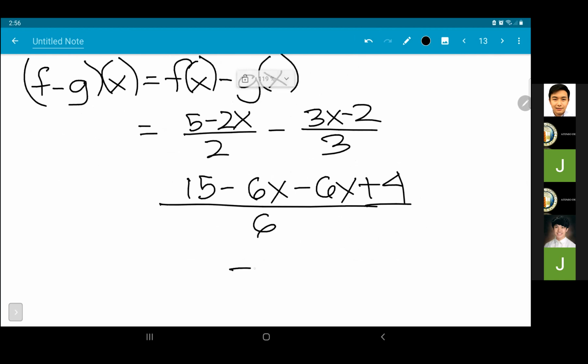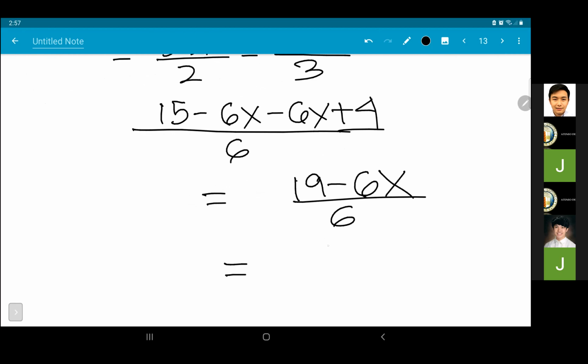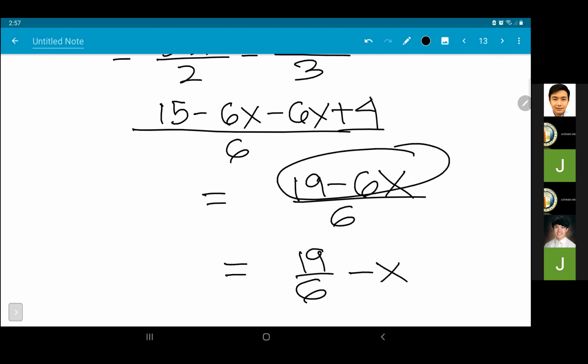And so you have this one. Okay, 19 minus 6x over 6. Which can sometimes be written as simply 19 over 6 minus x. Or negative x plus 19 over 6. Or just change the order of that, negative 6x plus 19 all over 6.